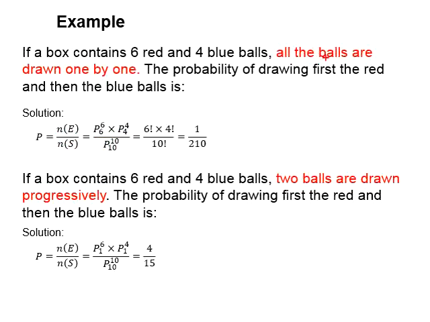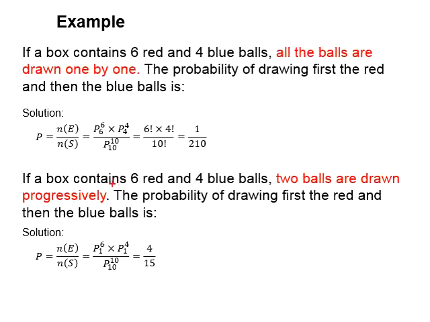Next, we need to draw the red balls first. There are 6 red balls, and they are drawn one by one, and the orders are different. This will give you 6P6, followed by the 4 blue balls, which is 4P4. Solve the equation here, and you will get the probability of 1 out of 210.